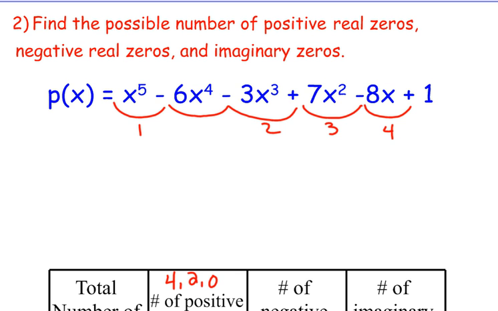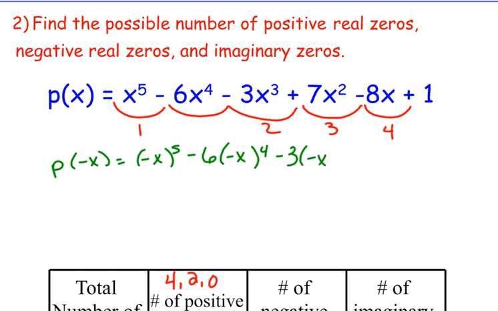Now, to find my negative ones, remember I have to plug in negative x. So I'm going to switch every x with a negative x in parentheses. That's all I'm doing right now. If I go too fast, pause the video, catch up with me before we solve.